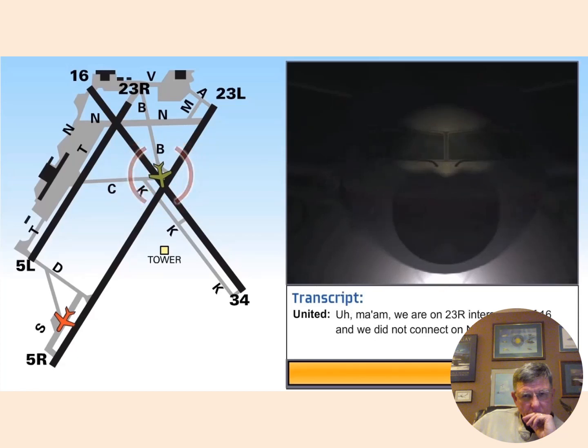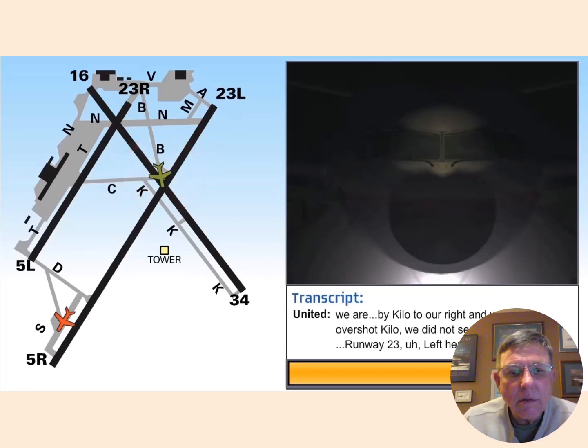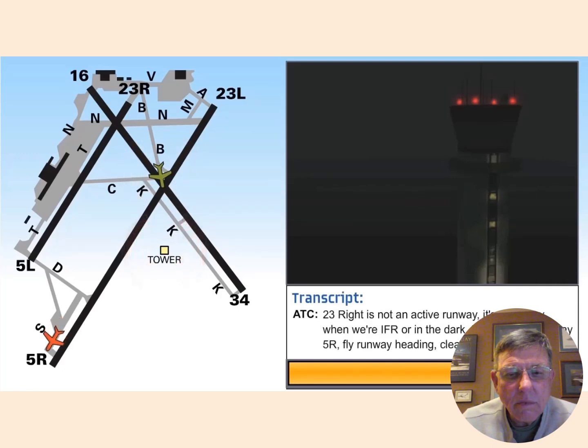Ma'am, we are on 23 right, intersection of 16, and we did not connect on November. We are by Kilo to our right, and we just overshot Kilo. We did not see it. Runway 23 left here. United, stand by, please. US Air 2998, runway 5 right, fly runway heading, cleared for takeoff. Ma'am, I'm trying to advise you we're on an active runway, United 1448. 23 right is not an active runway. It's a taxiway. We're IFR in the dark. US Air 2998, runway 5 right, runway heading, cleared for takeoff.